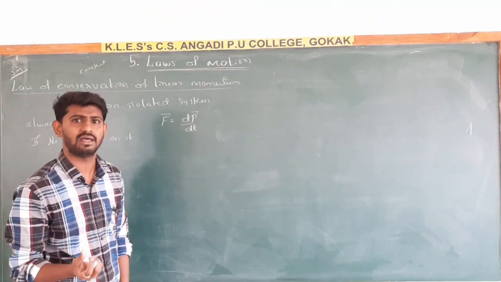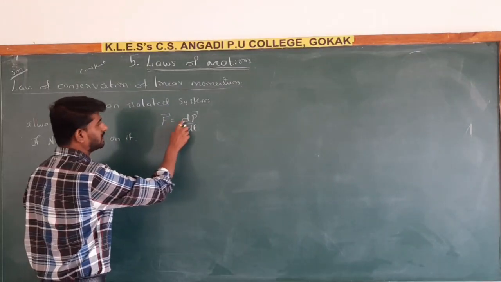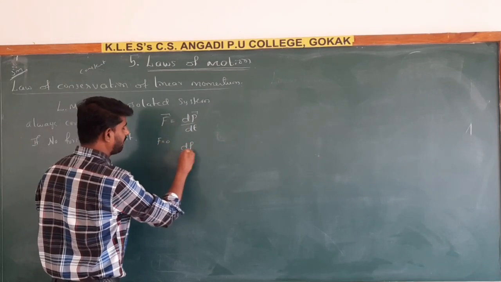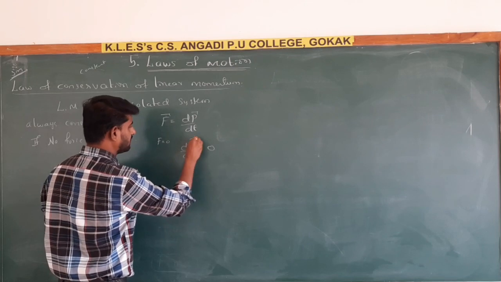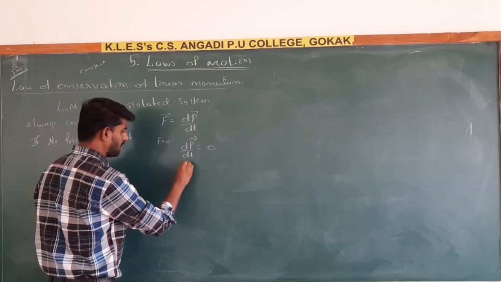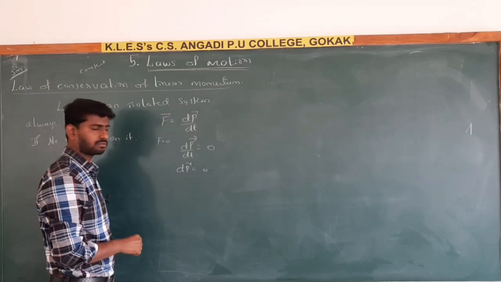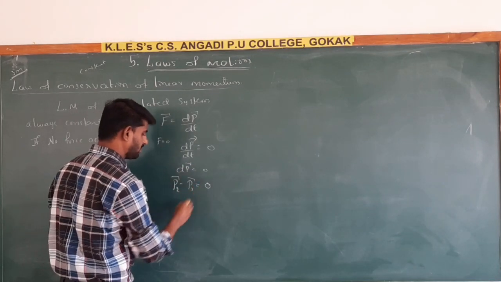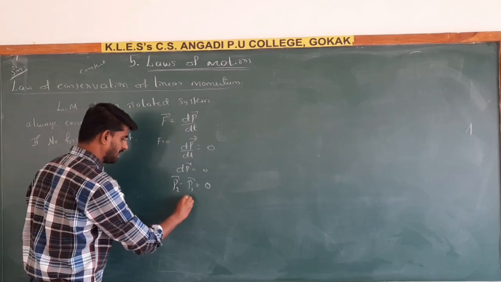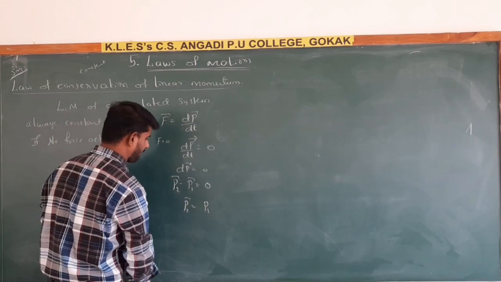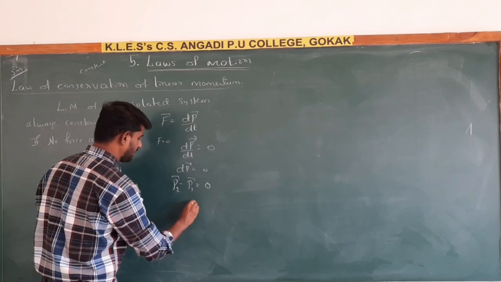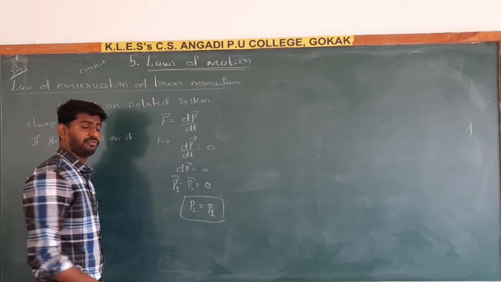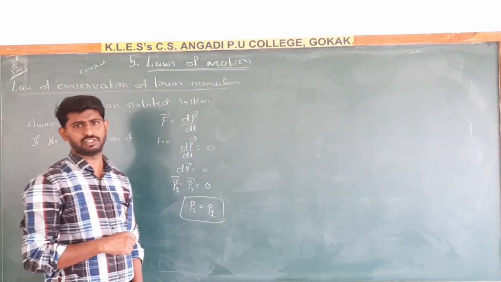There is no change in the linear momentum. Okay, F is equal to dp by dt. If I say F is equal to 0, then dp divided by dt is equal to 0. Then dp is equal to 0. Then you can write p2 minus p1 is equal to 0, which means p2 is equal to p1. So this is the linear momentum of the system before the collision and after the collision.